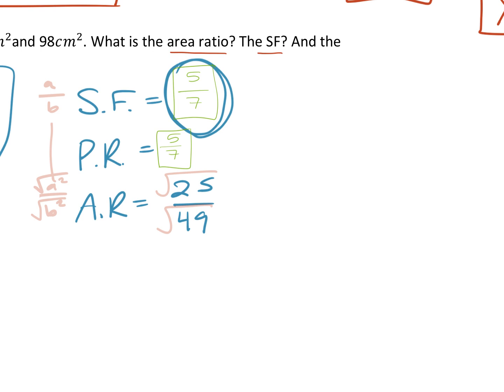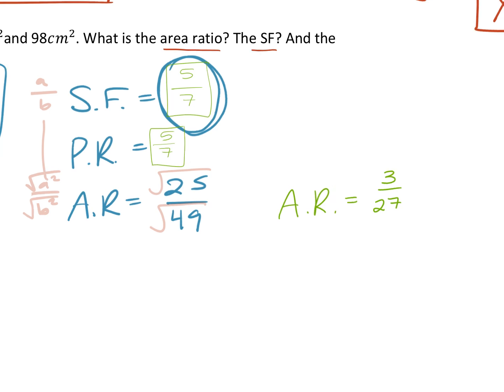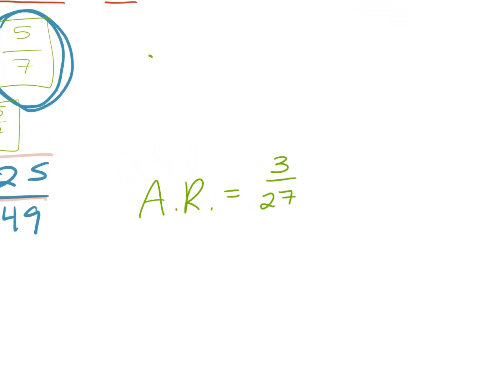Okay, I'm going to give you one more of those. It's quick. Let's say your area ratio is 3 to 27. If your area ratio is 3 to 27 and I want a scale factor and a perimeter ratio, what's the first thing you have to do before you square root it? You have to divide first. You have to reduce it, right?